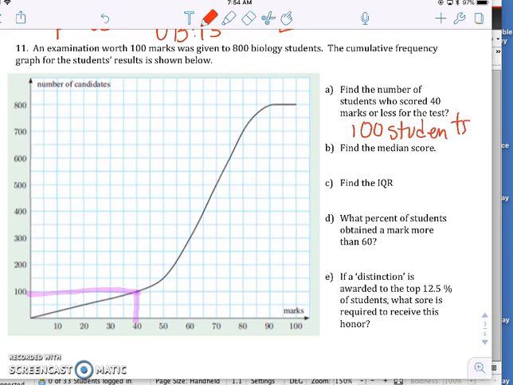The median, well, if there's 800, that's going to be the 400th student is your median. So if we go over from our median on down, that ends up being 65.